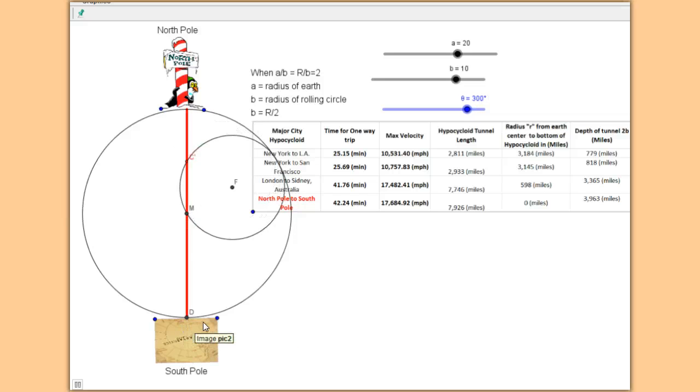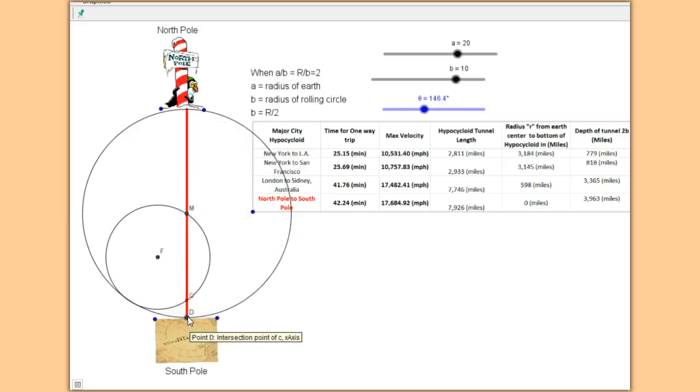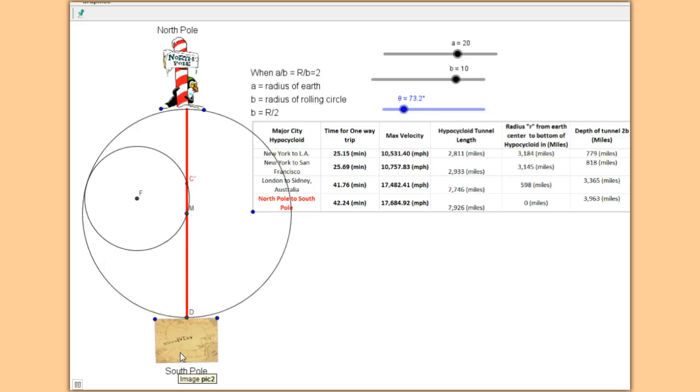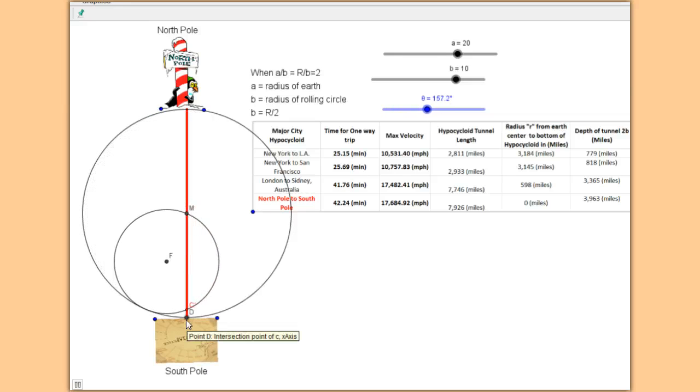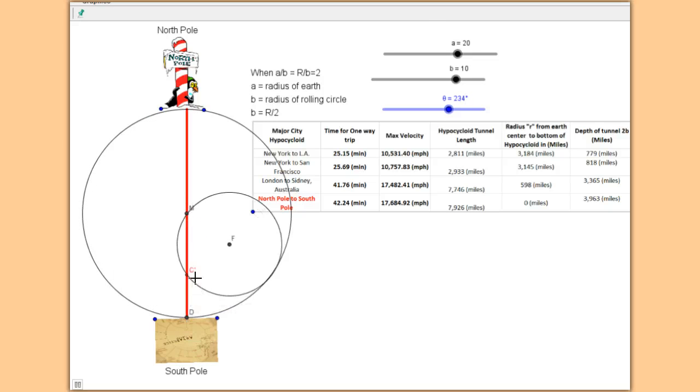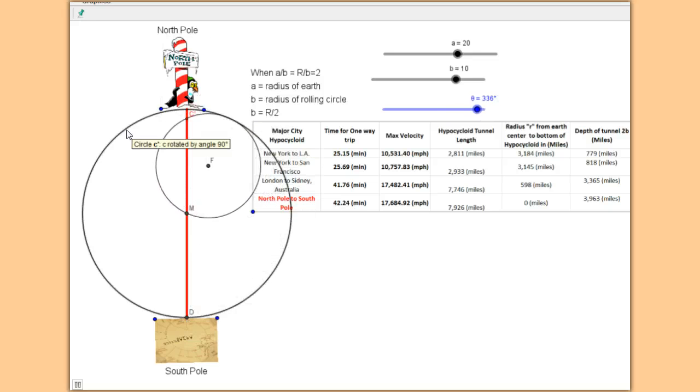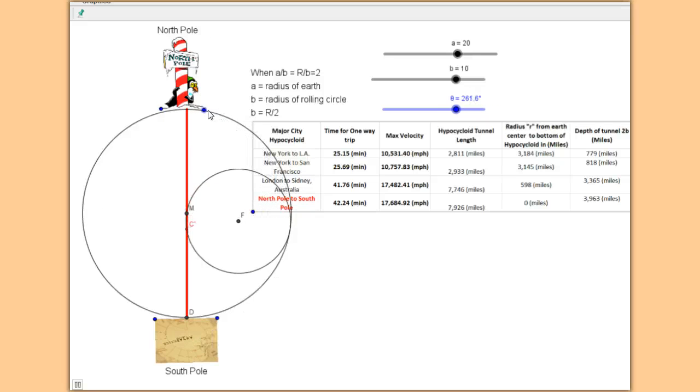Now, if you didn't grab onto anything or latch onto something, you would continue to oscillate back and forth from top to bottom. It would take you 42.24 minutes to get to the South Pole, and then you would go back up to the North Pole, which would take you 42 minutes. So therefore, the orbit time to orbit the Earth is 84.48 minutes. That's the orbit time.